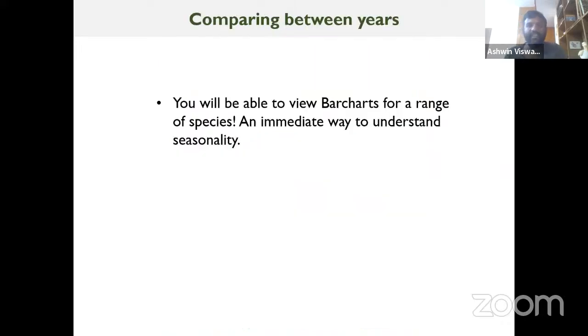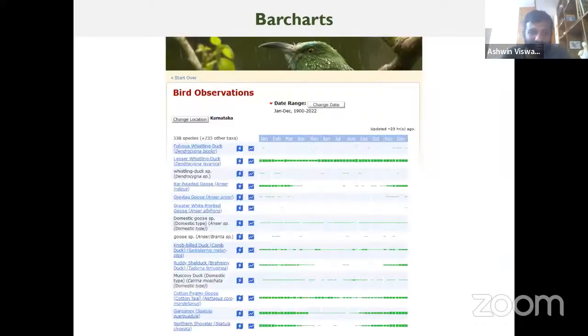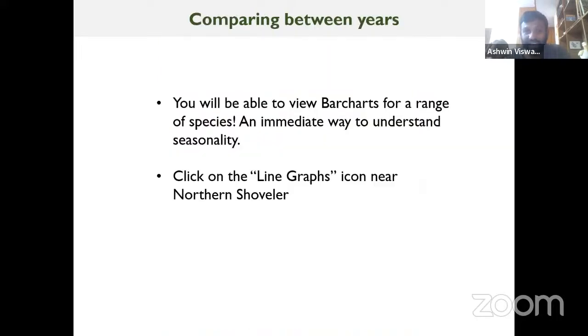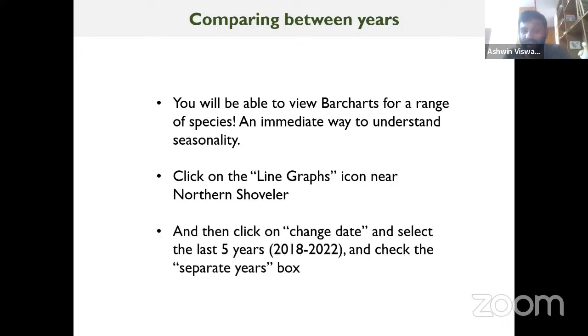In bar charts, you can also click on this. You see one map icon and you see another line icon, right? If you click on the line icon, you can get much more information about that species. So click on the line icon, maybe near Northern Shoveler, depending upon which place you're in. And then you can click on change date.